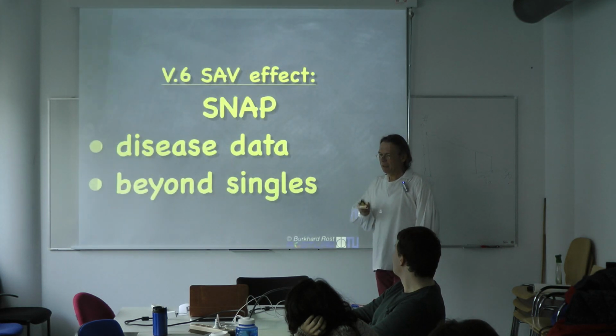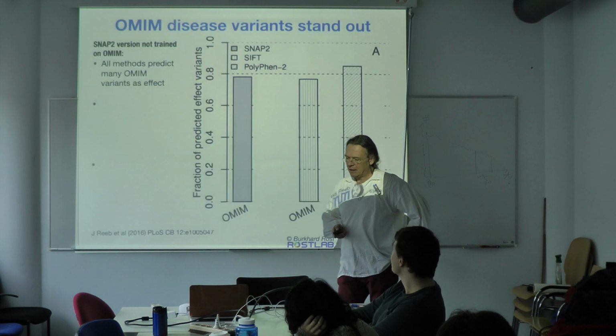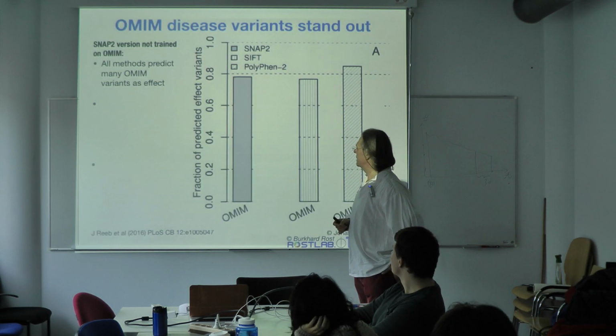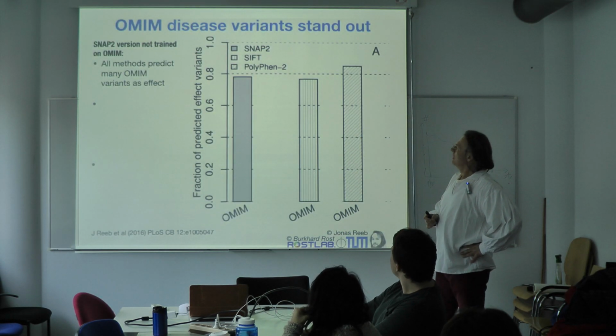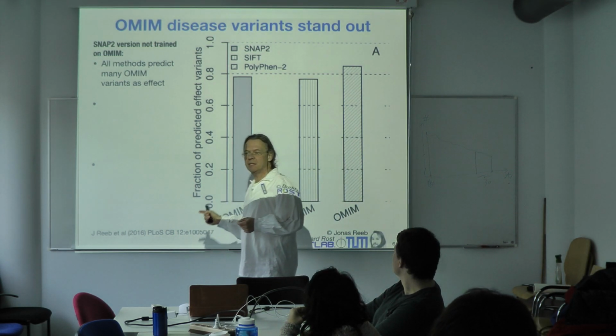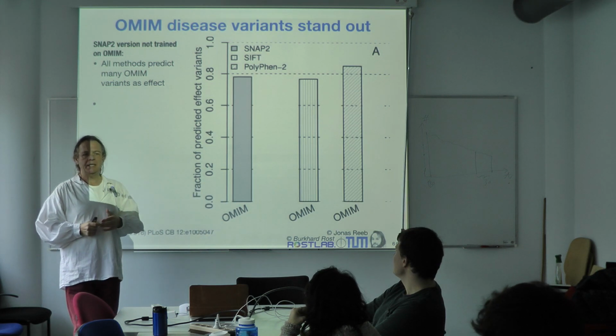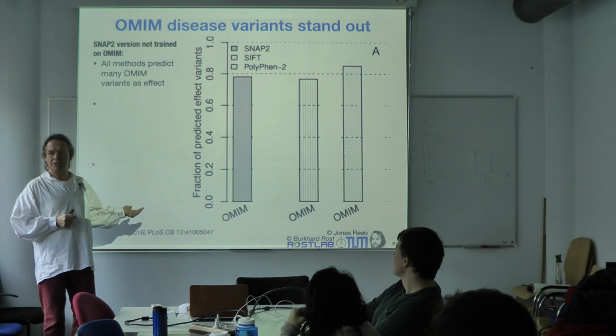So let's begin with the disease data. I showed that data, but I didn't quite understand what I showed. I take 3 different methods that predict the effect of variants, and I plug into them a data set of variants that cause disease, OMIM.